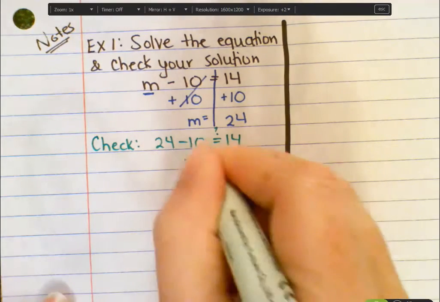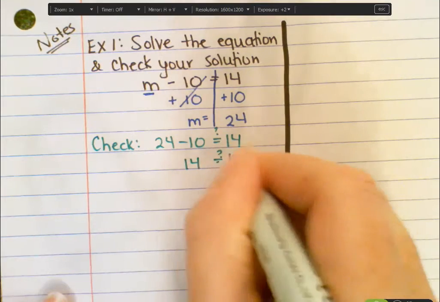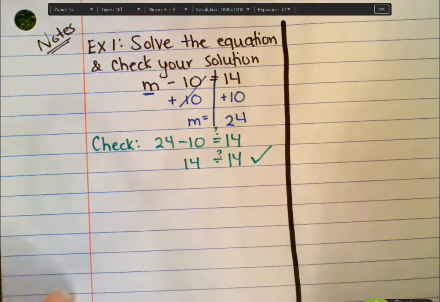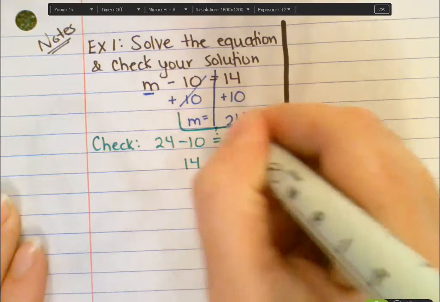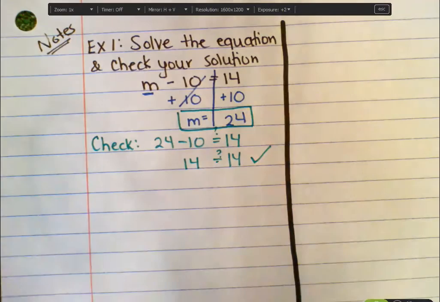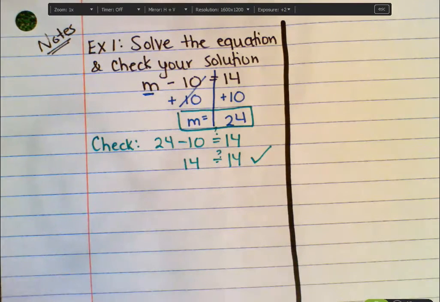24 minus 10 is 14. 14 equals 14 is true. Okay, so it's good to go. I can go ahead and put a box around my solution. All right, let's do another one. If you go ahead and move your paper over, go over to example number 2.